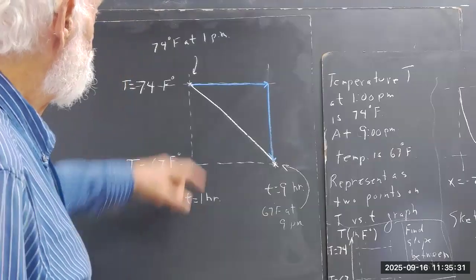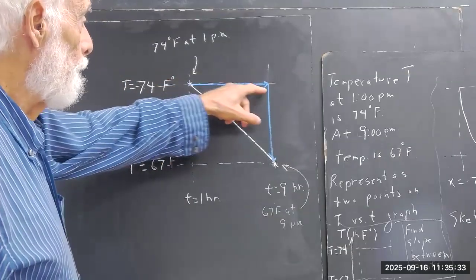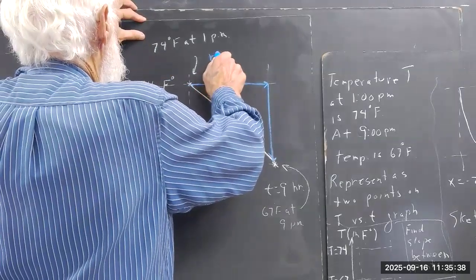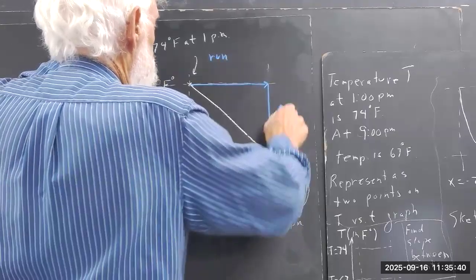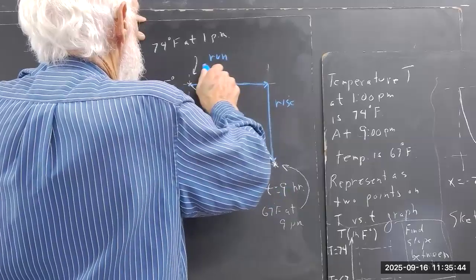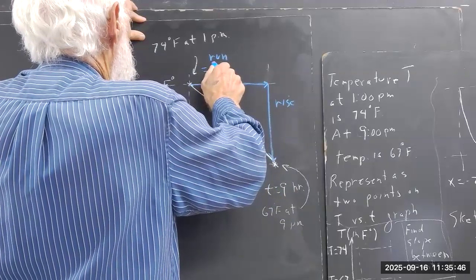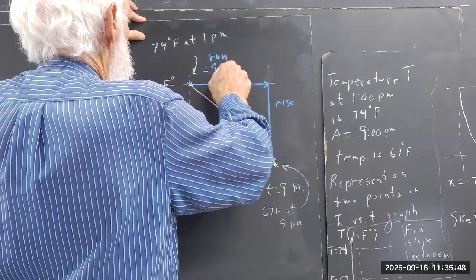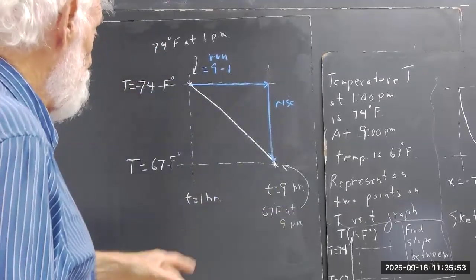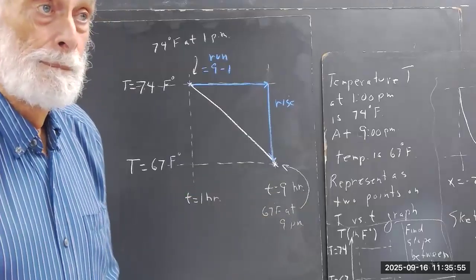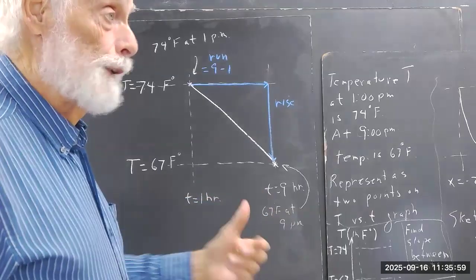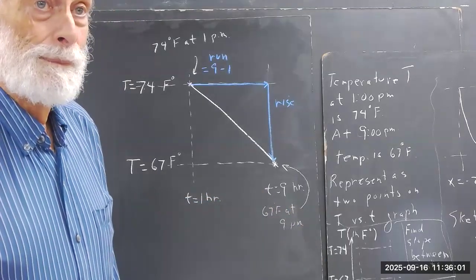Okay, well, from here to here, this is called the run. And this thing here is called the rise. The run is 9 minus 1. That's how far it is from 1 to 9. And to get how far it is from 1 to 9, you subtract 1 from 9.